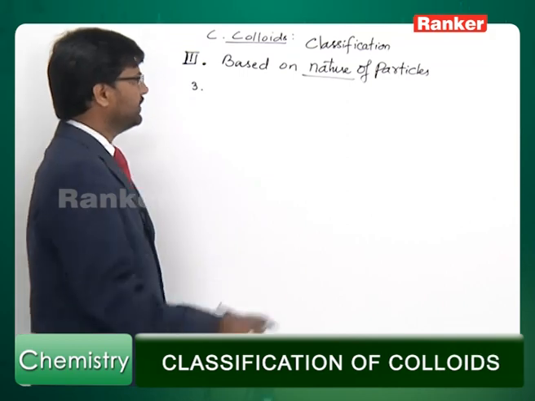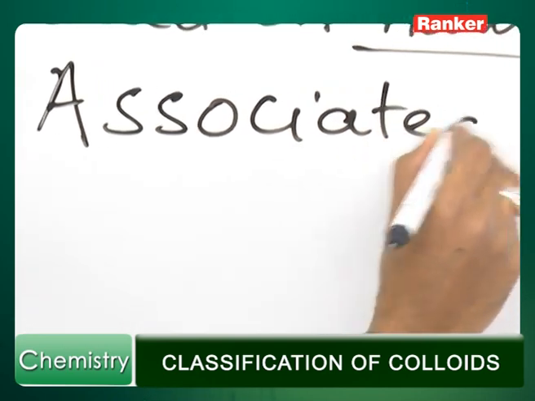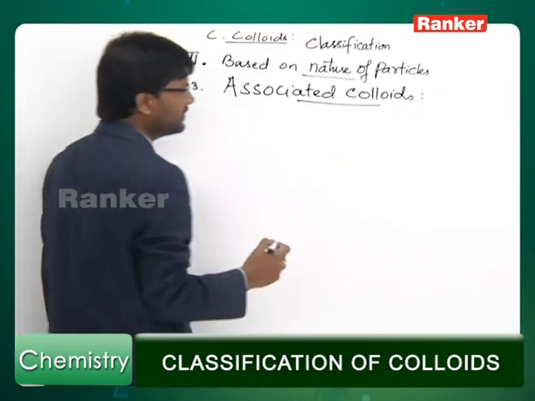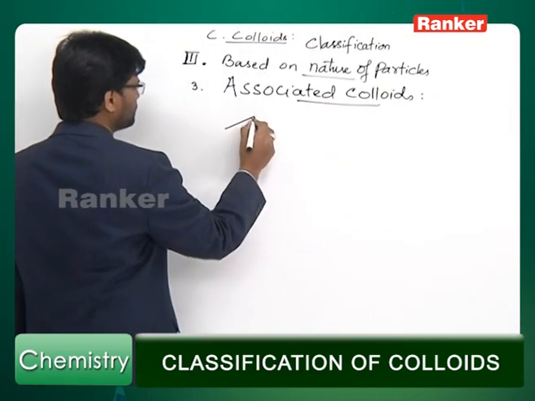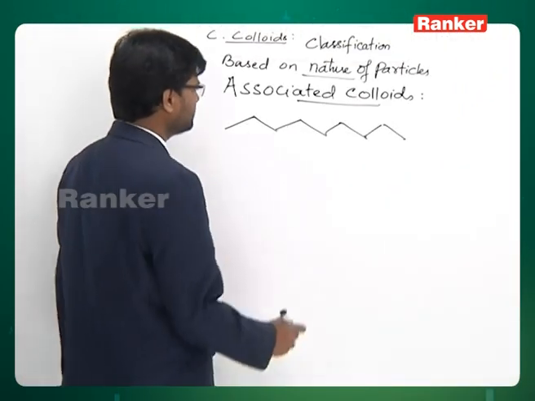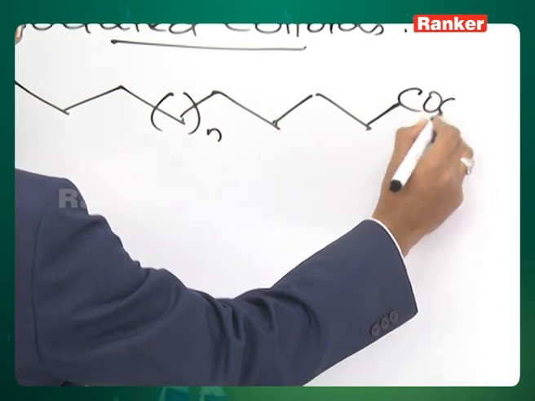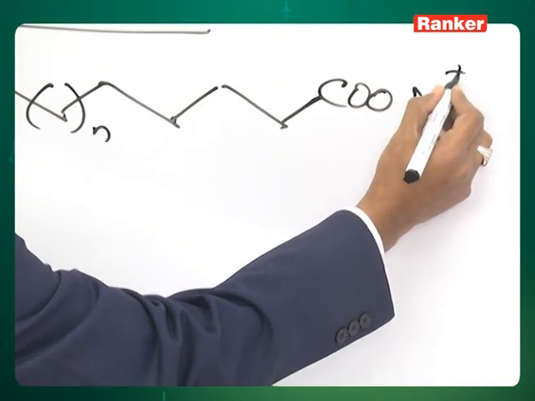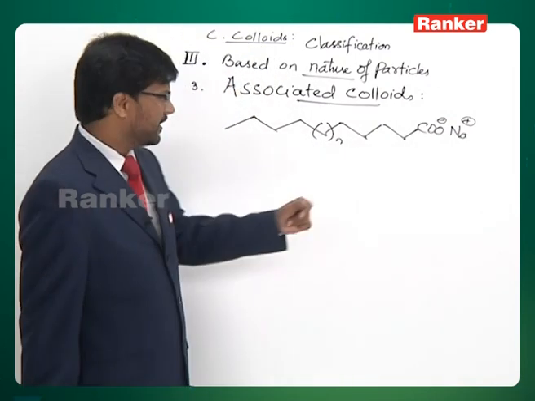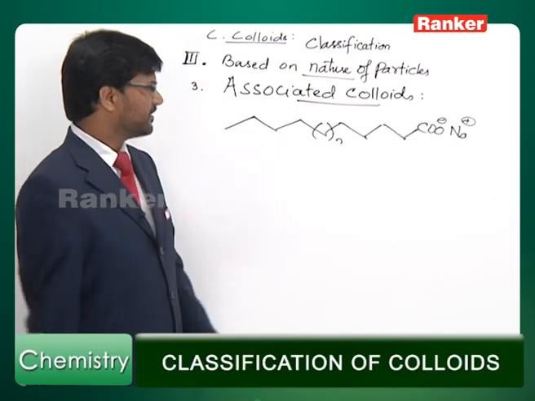Now, the third type is associated colloids. These are formed by a special type of molecules. Look at this type of molecule. It's a very long chain of carbon atoms taken n times. You have this type of species. Now, this type of species has a dual nature. It has both hydrophilic as well as hydrophobic nature.